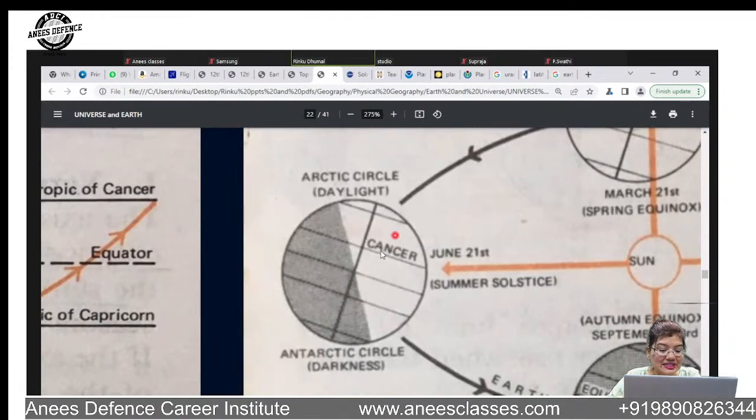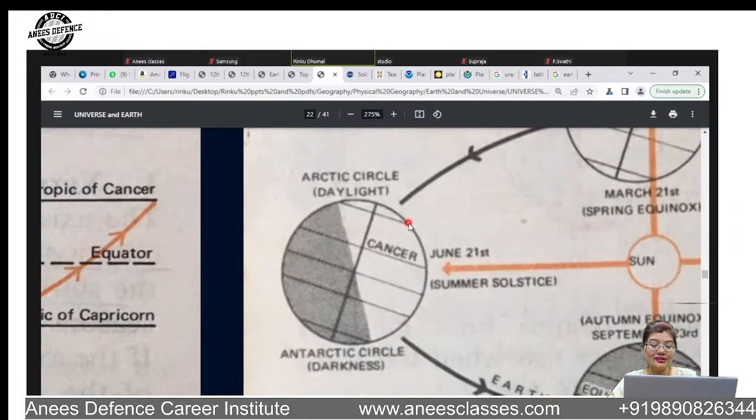So what happens is that on 21st June, when the sun is exactly atop the Tropic of Cancer, the Arctic Circle will experience 24 hours of daylight. The sun doesn't set that day on the Arctic Circle. Land beyond the Arctic Circle comes to be called the land of the midnight sun.